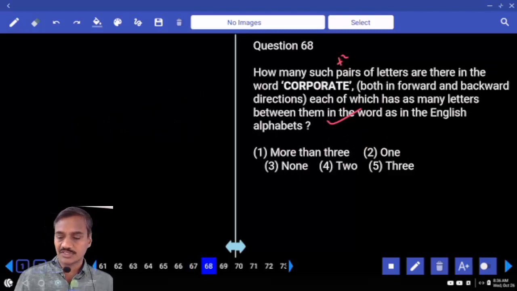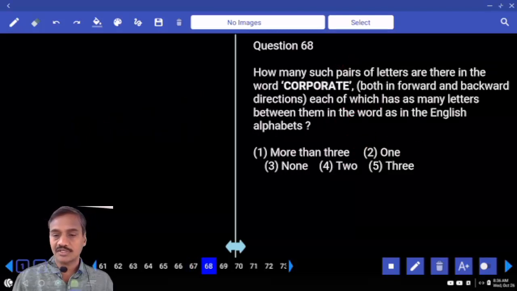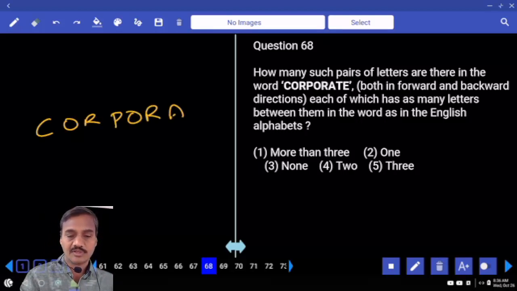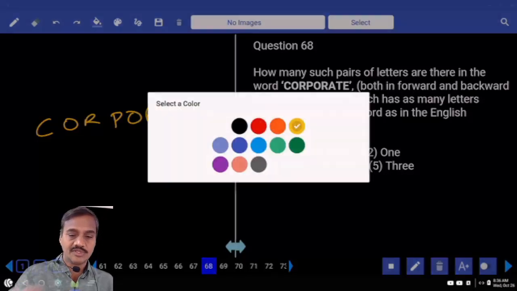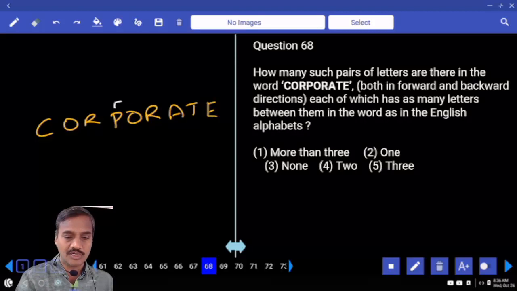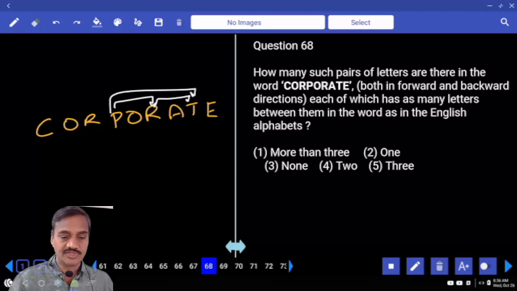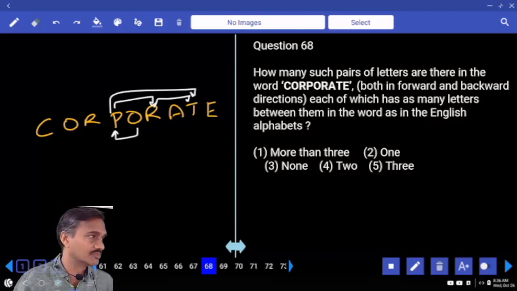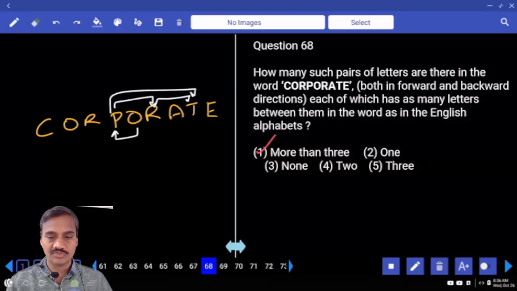Then coming to the 68, how many such pairs of letters are there in the word corporate? C-O-R-P-O-R-A-T-E. Now in this one, tell me how many pairs we have. Starting with the C, D, E, F, G, H, I, J, K, O, P, Q, R, S, T. And next one R, S, T, U, V and P, Q, R. Make it out on the P, Q, R, S, T. And next one R, S, T. There are three all together. And next one R, S, T, that's it. Left hand side to right hand side, if you check out here, O and P, there is one more. And more than 3, that is choice 1, question number 68.